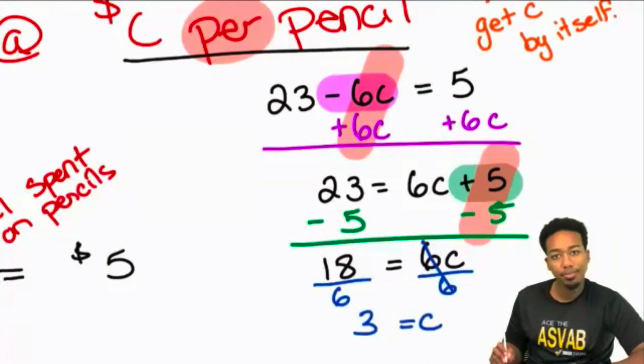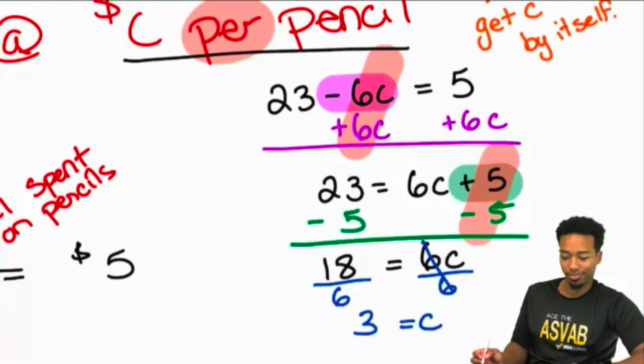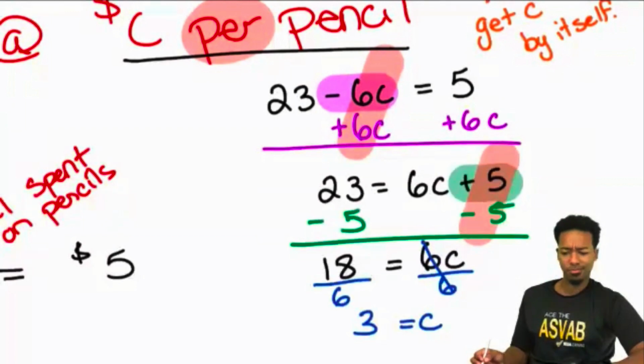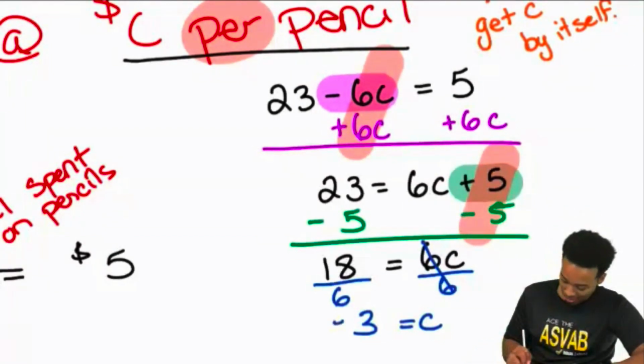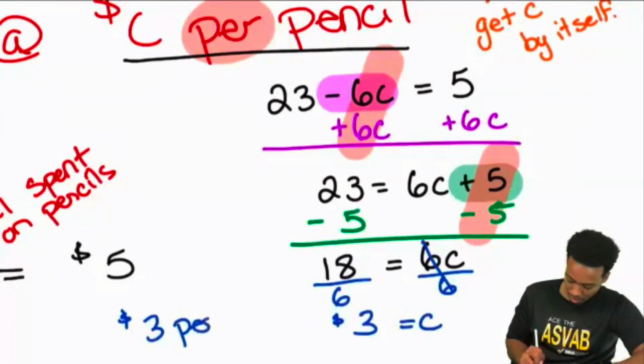3 what? $3 for what? $3 for a hot dog? What? Yeah, $3 per pencil. Yeah. So the answer will be $3 per pencil.